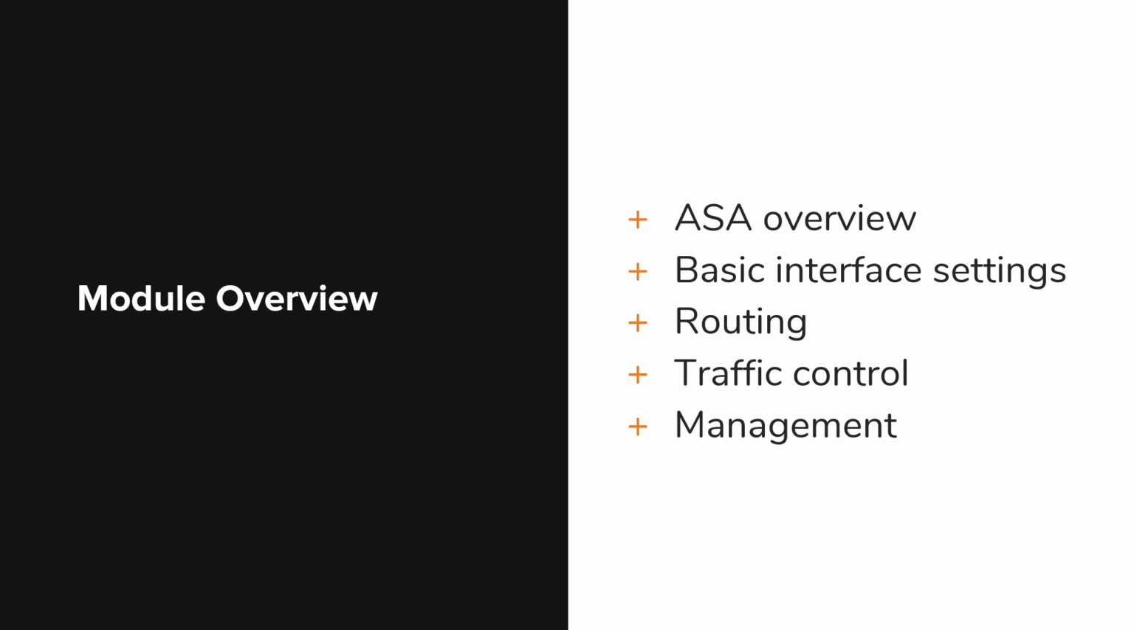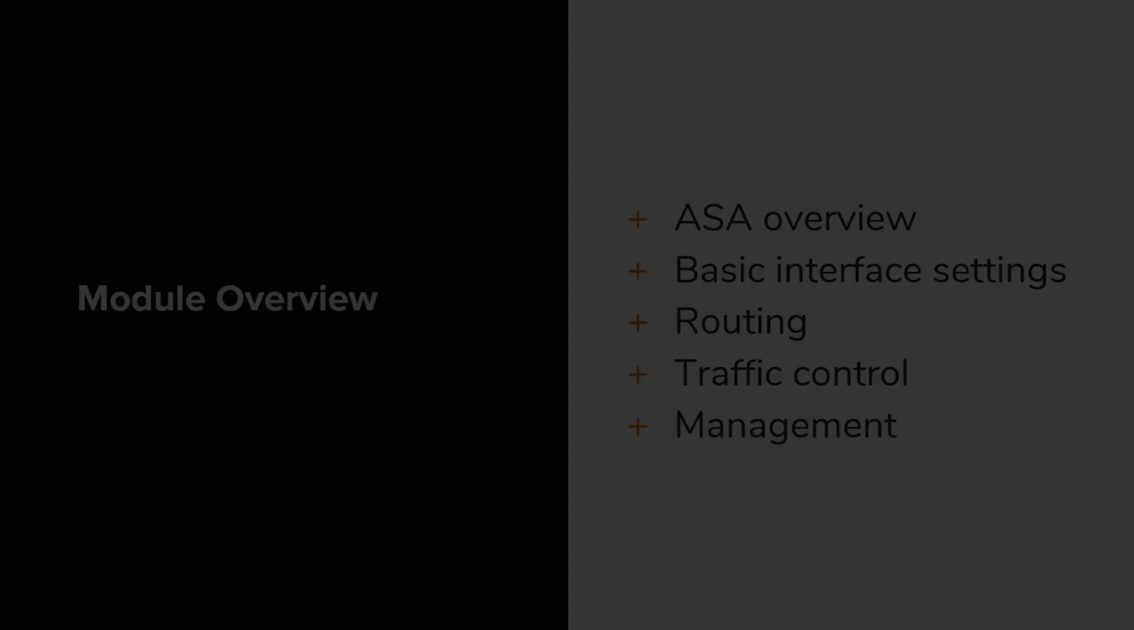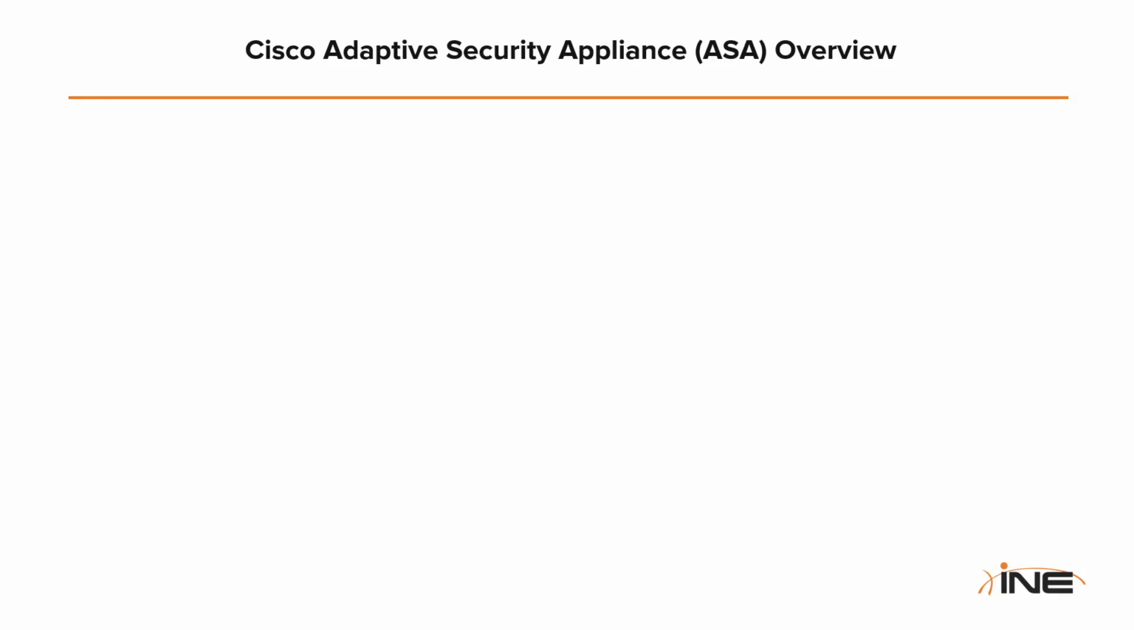In this session, I want to quickly make an overview of the ASA as a platform. I want to give you guys some heads up what a Cisco ASA firewall can do for you. I'm going to cover some basic configurations such as interface settings, routing, traffic control, and also management access.